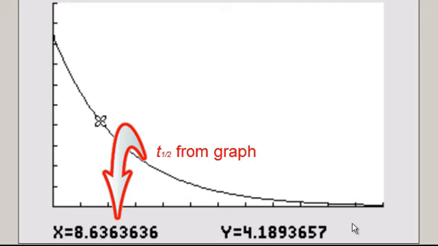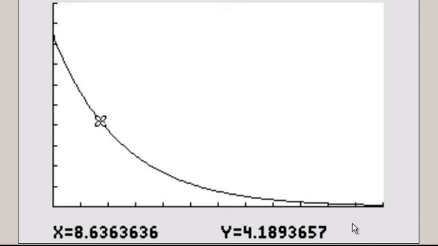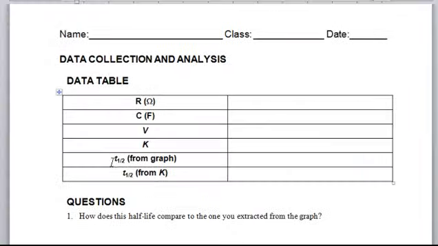So the T half from graph is by using the graph and using the trace function to get to the half-life, or half the voltage, and find how much time that took, which is the x coordinate. So in my data table, if I want T half from graph, I would go ahead and write in the 8.64. Or you would write however many seconds it took. For me, it's 8.64 in my data. For you, it's probably something else. But either way, that's how you find it. Use the trace function on the calculator to come up with that.